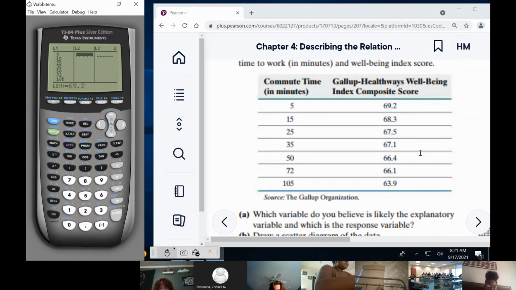69.2, 68.3, 67.5, 67.1, 66.4, 66.1, and 63.9. And this is a test question.